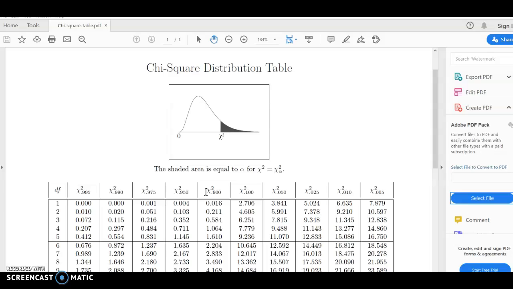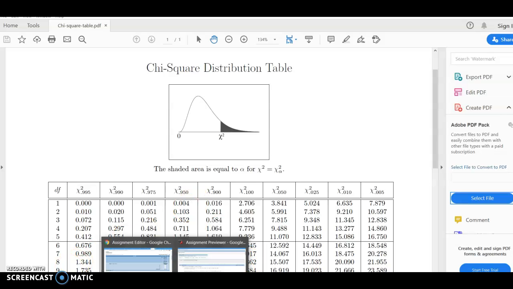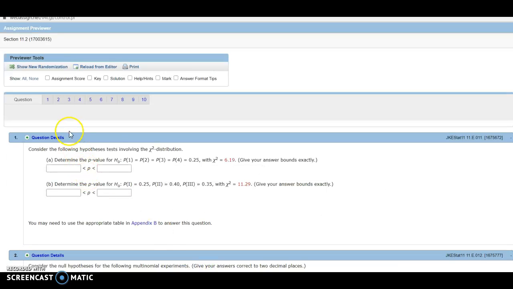Therefore, we know that our p-value is some value between 0.100 and 0.900. So when you go to report your answer in your web assignment here, you want to put the smaller one in the box to the left and the bigger one in the box to the right. And then you read that as your p-value must be greater than 0.100 and less than 0.900.